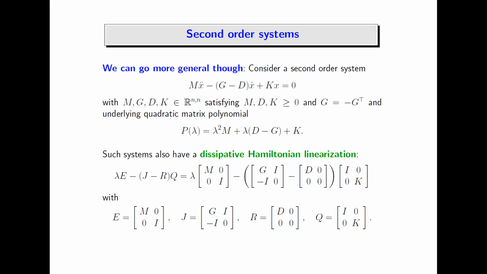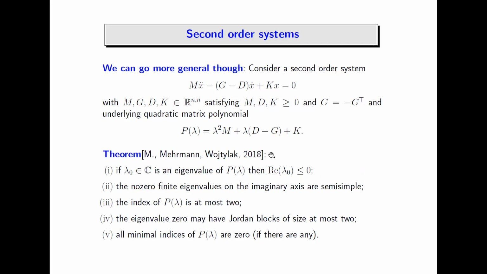And for all those, we now can prove the results via the linearization. So all the eigenvalues must be in the left half plane. The finite non-zero eigenvalues on the imaginary axis are semi-simple. The index is at most 2. Eigenvalue 0 may have Jordan blocks of size 2, and the minimal indices must all be 0.